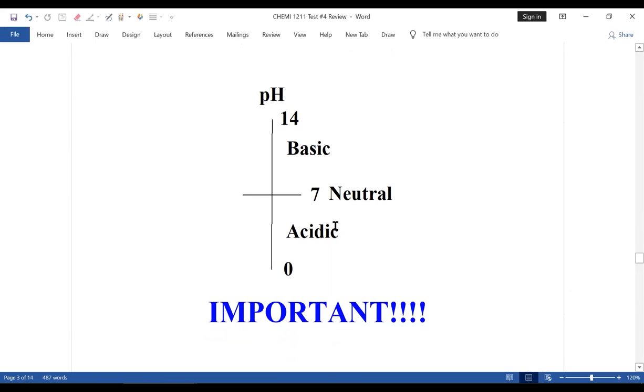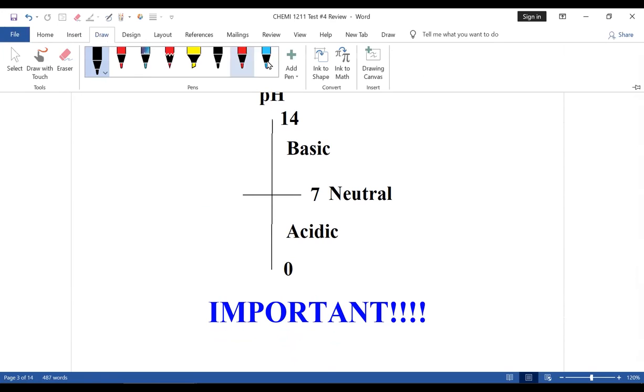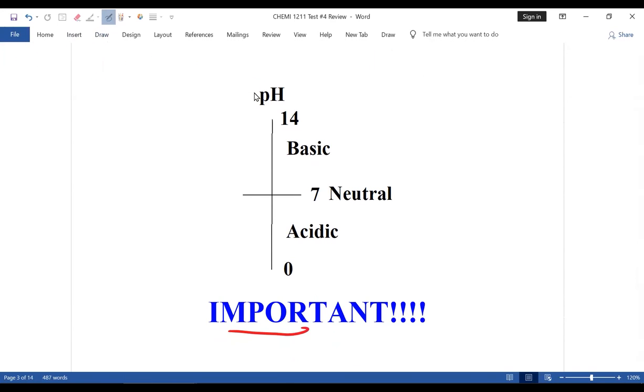Now, I will not give this to you, but you should know this. This is probably the most important thing I'll teach you all semester, one of the important things in all chemistry for your daily life. That's the pH scale. The pH scale goes from 0 to 14. At 7, pH is neutral. Hydronium ion concentration equals the hydroxide ion concentration. At pH above 7, you have a basic solution.